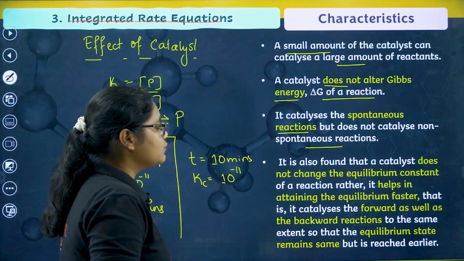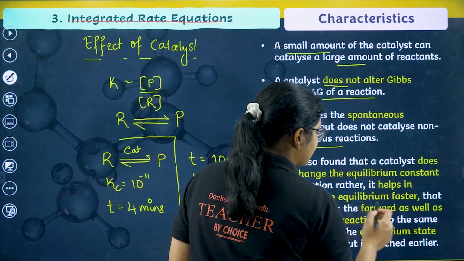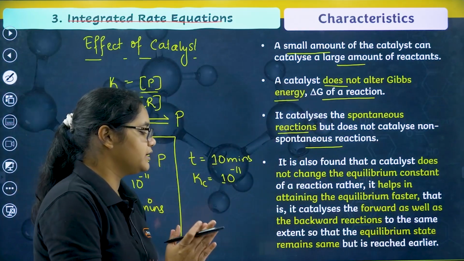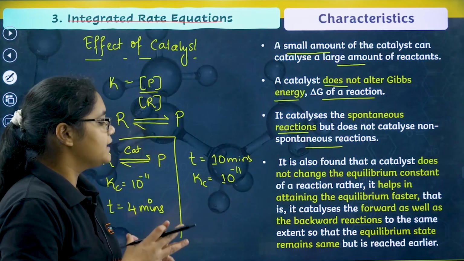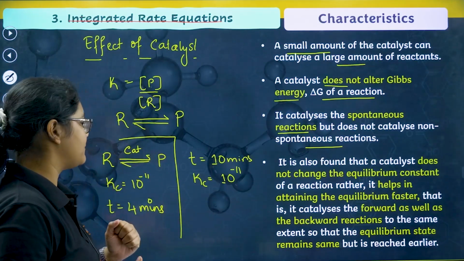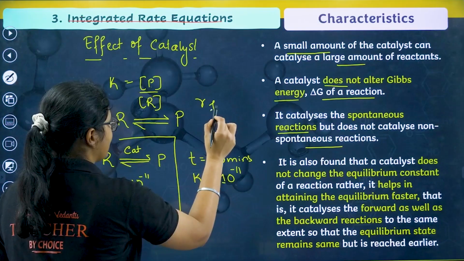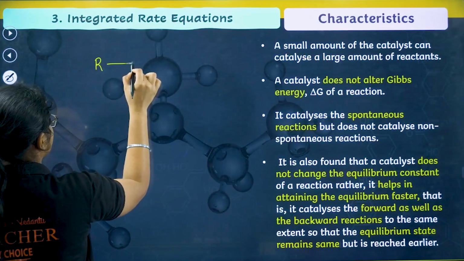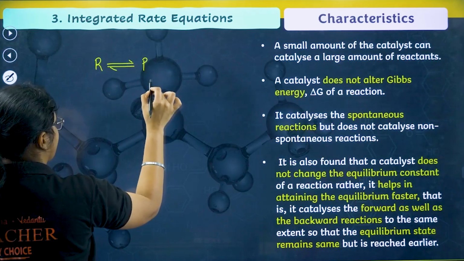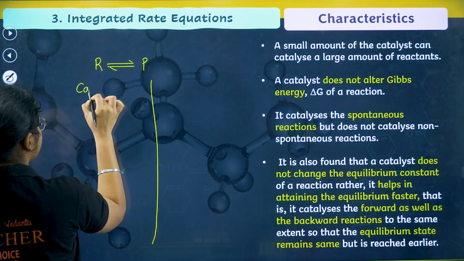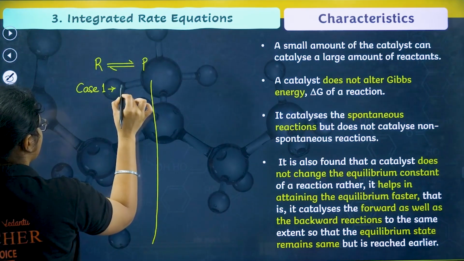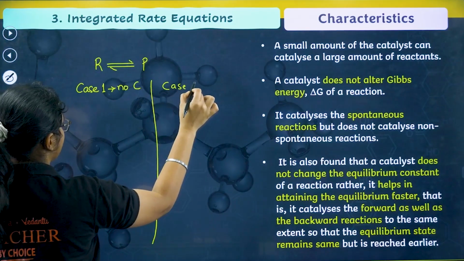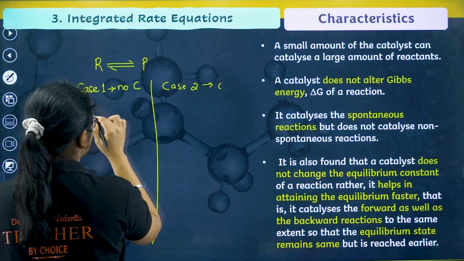Okay. Now moving on, it catalyzes the forward as well as the backward reaction to the same extent, so that the equilibrium state remains the same but is reached earlier. So how does this happen? I'll just use one more example. I have a reaction like this. We'll take two cases here. Case 1, there is no catalyst, and I have case 2 where a catalyst is present.